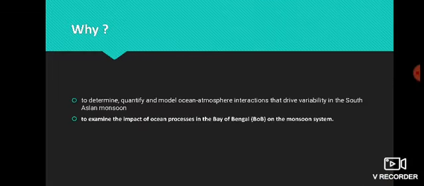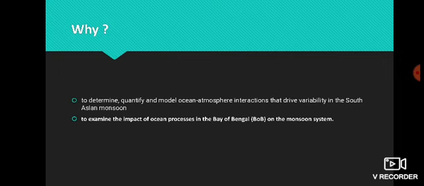Then why was this kind of project formed? This is to determine, quantify and model ocean-atmospheric interaction that drives variability in the South Asian monsoon. You know, the South Asian monsoon is very important for India. So this is just to determine, quantify and model how the ocean as well as the atmosphere is interacting and how it is impacting the monsoon. In order to study all these things, this BoBBLE is formed.